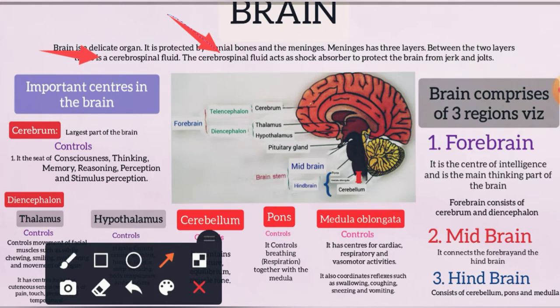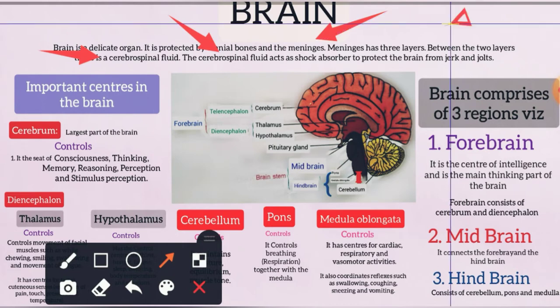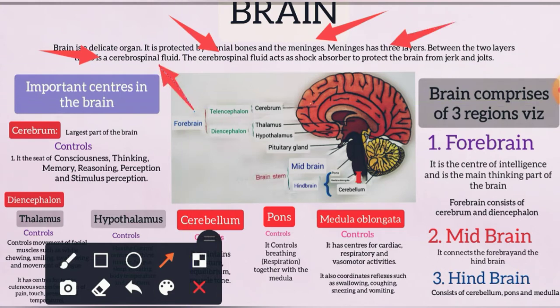And below the cranial bones, or below the cranium, there is a layer which is called meninges. And this meninges has 3 layers in it. And between the 2 layers, very close to the brain, there is a fluid called cerebrospinal fluid. The function of this cerebrospinal fluid is to act as a shock absorber, meaning to absorb any kind of shock which may injure the brain by means of jerks and jolts.